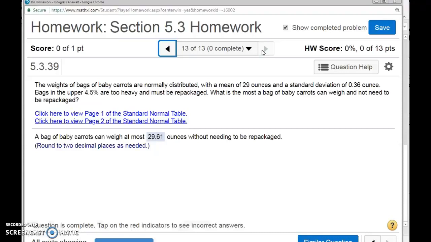And then with 13, we have the same type of situation. We have a mean, we have a standard deviation, and we're looking for, in this case it says bags in the upper 4.5% are too heavy and must be repackaged. So upper or more than or right hand tail are too heavy. So now we're looking at a right hand situation. So we're trying to find what is the cutoff mark for having 4.5% in the right hand tail with this mean and this standard deviation.